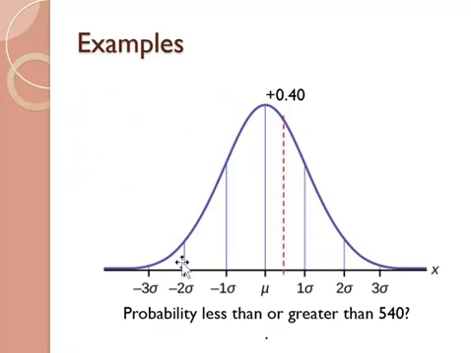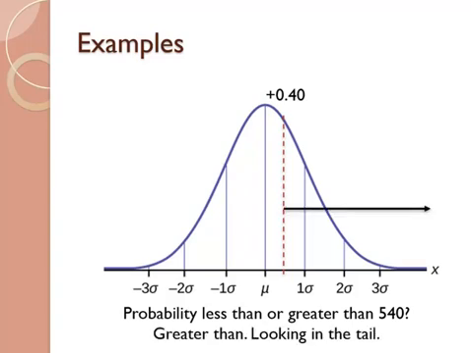Now, in what we're asking here, should our probability be less than or greater than 540? If you remember the question, it should be greater than, because we're looking at the probability that the single student will get a score of 540 or greater. So 540 in this distribution corresponds to a z-score of positive 0.40. We're looking for everything above this score, so we're looking in the tail.